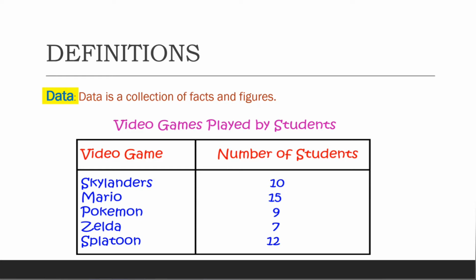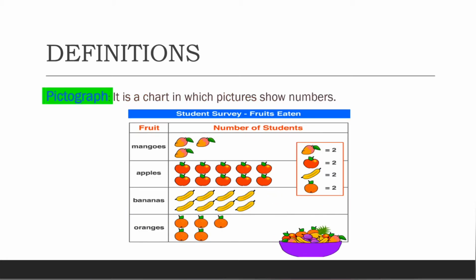An example is shown in which a survey was done on the number of students who play video games, and with the help of this chart, we are able to easily understand how many students like which game. Now the data can be arranged in the form of different graphs or charts.